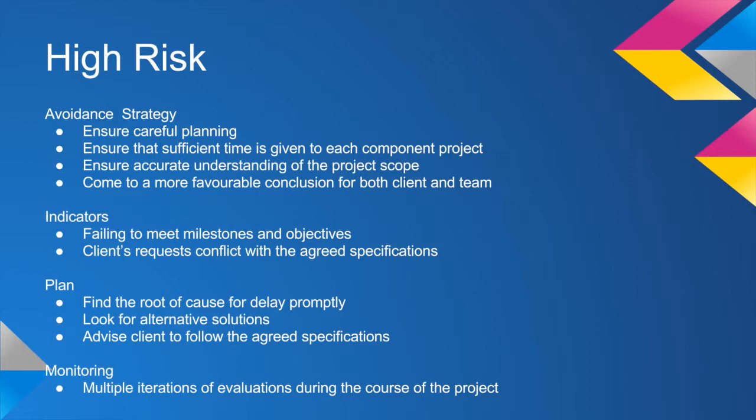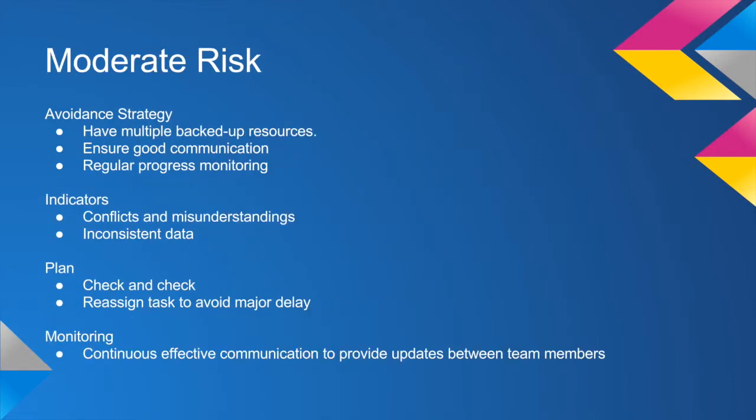The plan to address this type of risk includes finding the root cause of the delay, looking for an alternative solution, and advising and negotiating conditions and specifications with client. We could monitor this by having multiple iterations of evaluation throughout the course of this project. For moderate risk, the avoidance strategy would be carried out by having multiple backups ready, maintaining good communication, and regular progress monitoring.